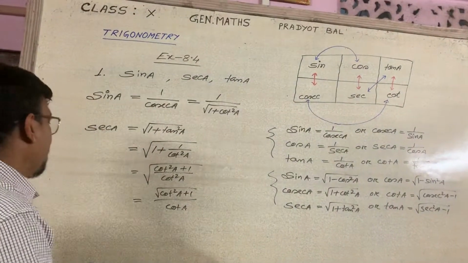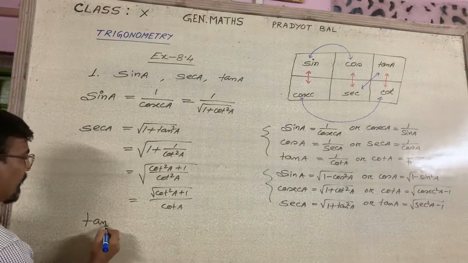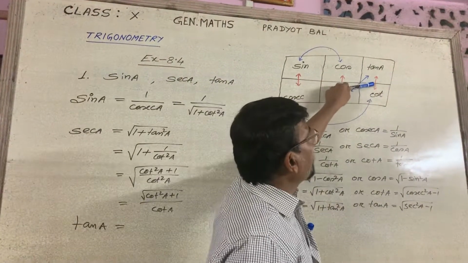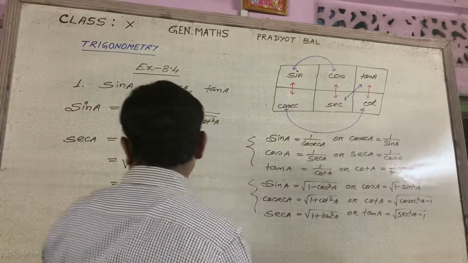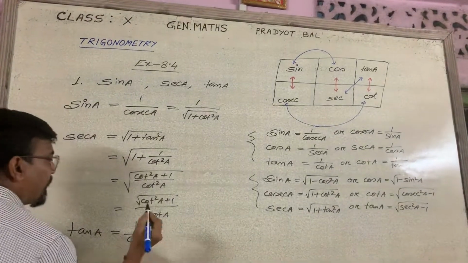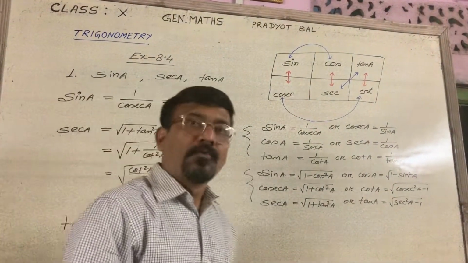Remaining tan A. Tan A should be converted into cot A. Now what is the relation between tan and cot? We see it's red color, that means reciprocal. So tan A is equal to 1 by cot A. And that is our question number 1.